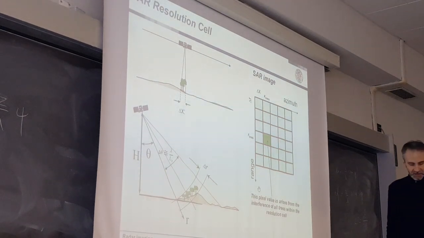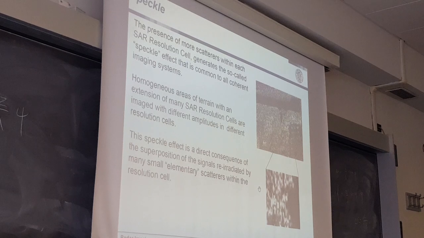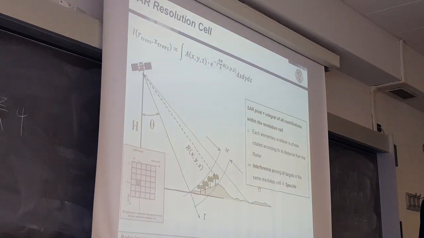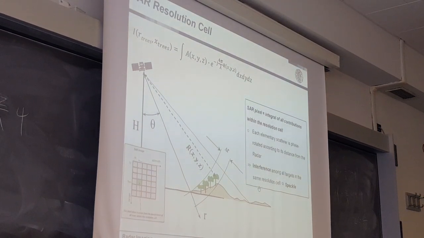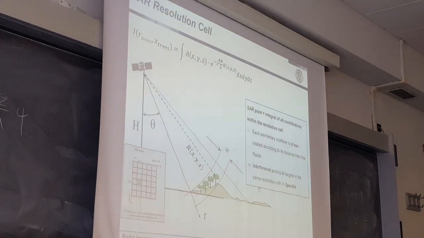Okay, so if everything is clear, we can just jump to commenting some SAR images. So the first thing to be aware of is what is called speckle. Speckle is nothing else than interference among all the targets. I think that you saw speckle already with Professor Monti Guarnieri, right? Did you?